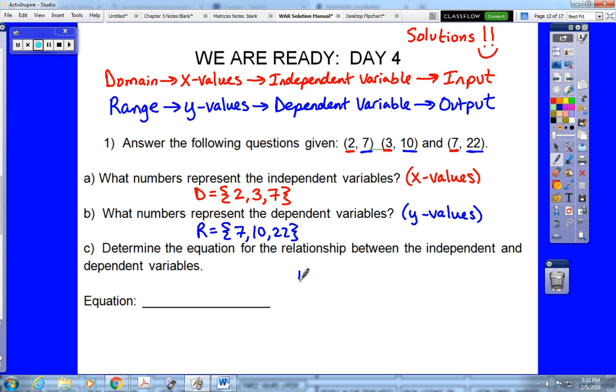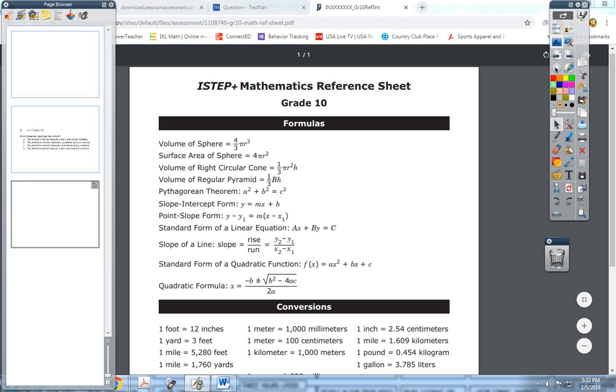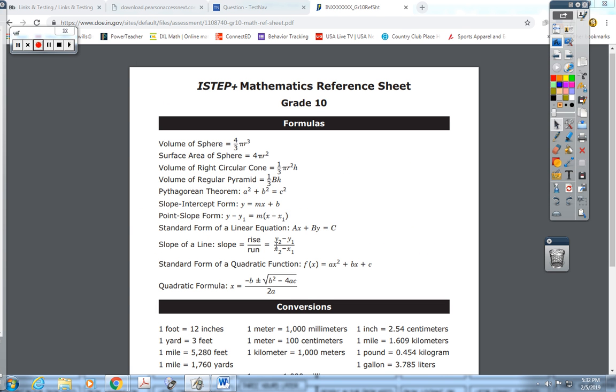That's our first step, is to use the slope formula, which is on the reference sheet. So we go to the reference sheet and we find slope right there. y2 minus y1 over x2 minus x1.